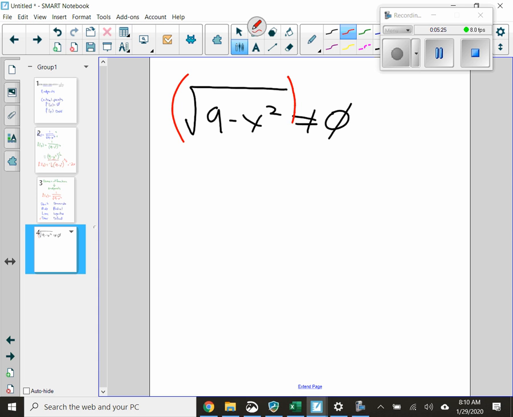So first, I'll square both sides. So I have 9 minus x squared is equal to 0. I'll subtract 9 from both sides. So I have left with x.